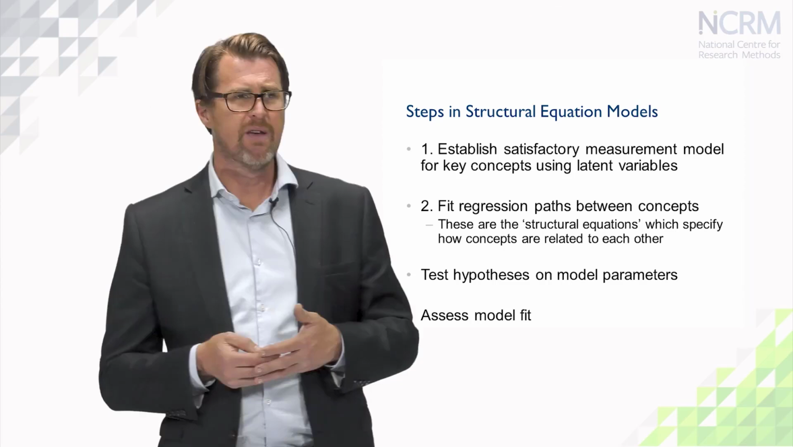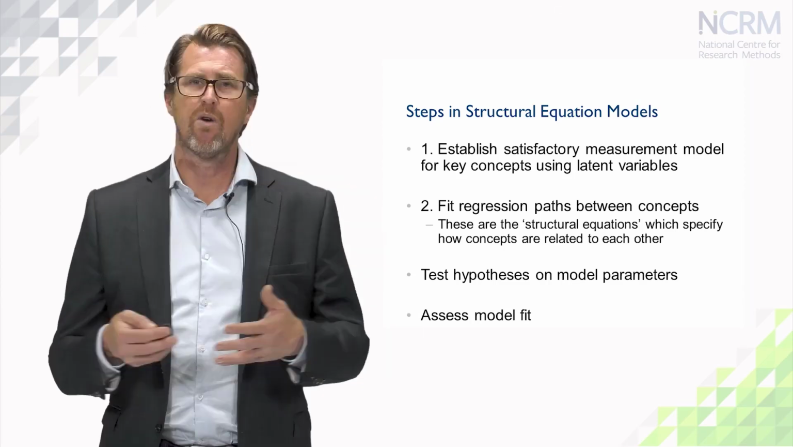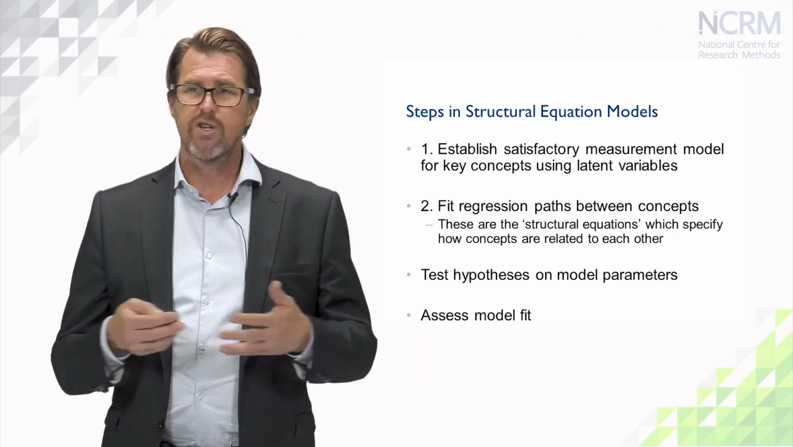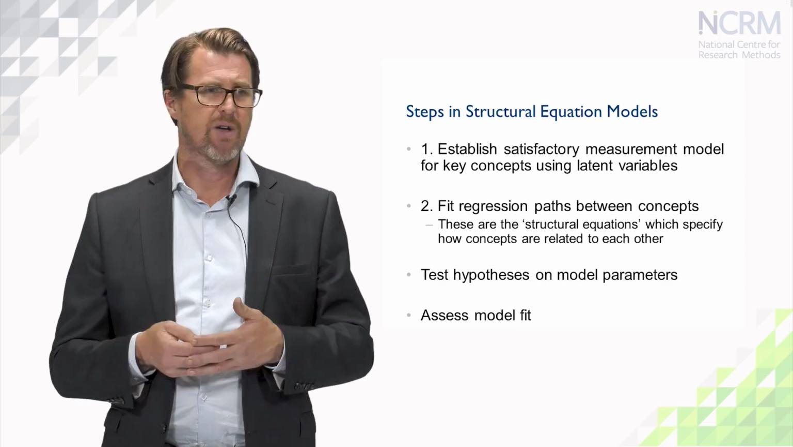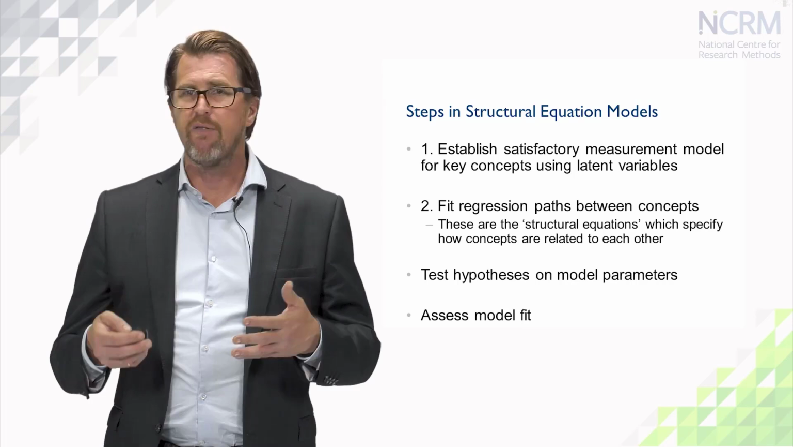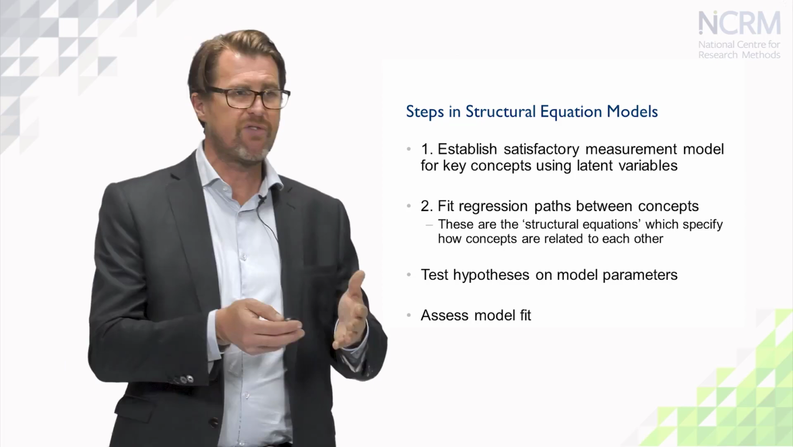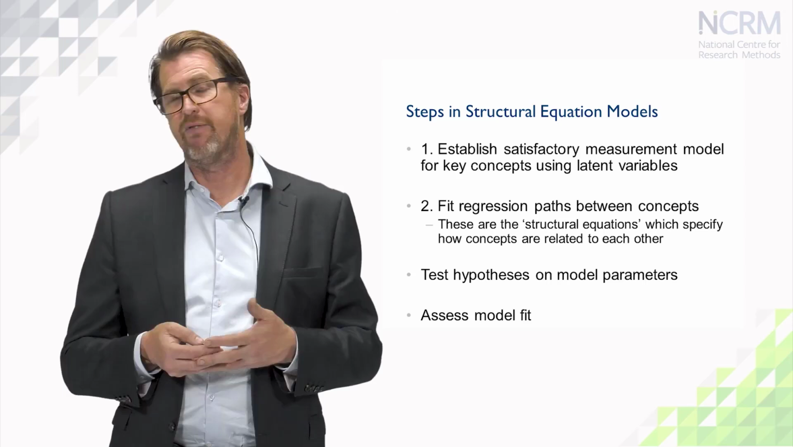So those are the basic steps. And we've already seen the measurement part of the model. So here, really, we're just extending what we saw in the previous video using confirmatory factor analysis to incorporate regressions between the measured concepts. So this is a very simple structural equation model. It's really equivalent to a bivariate regression model, where we are regressing a dependent variable on a single independent variable. But in this context, we now have latent variables rather than directly observed variables.